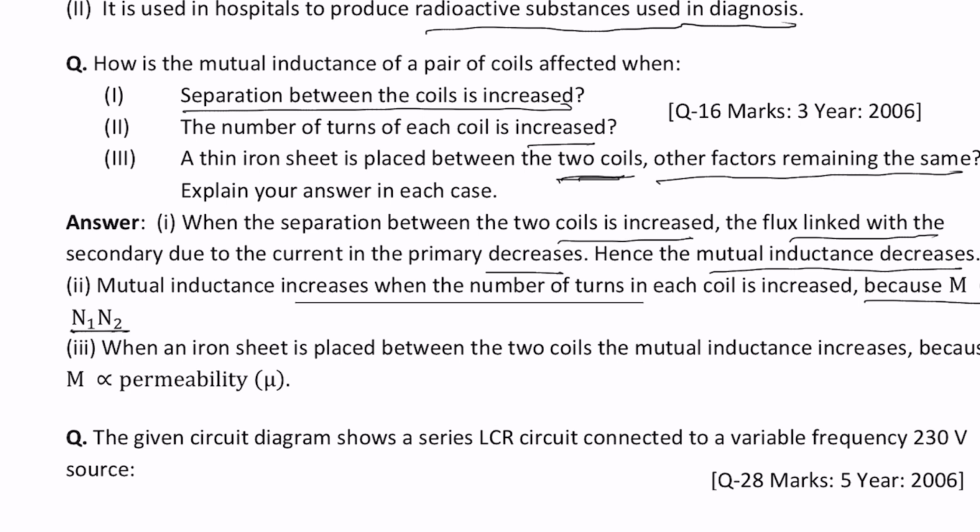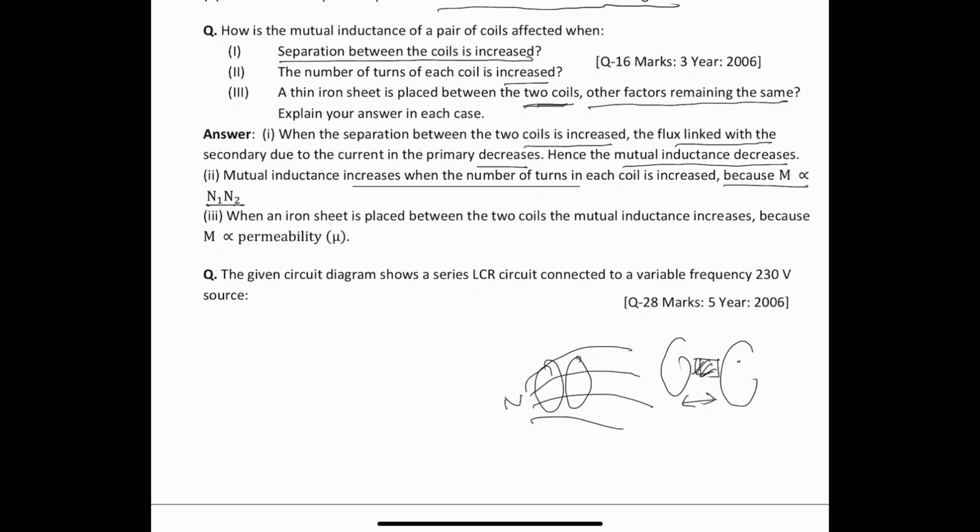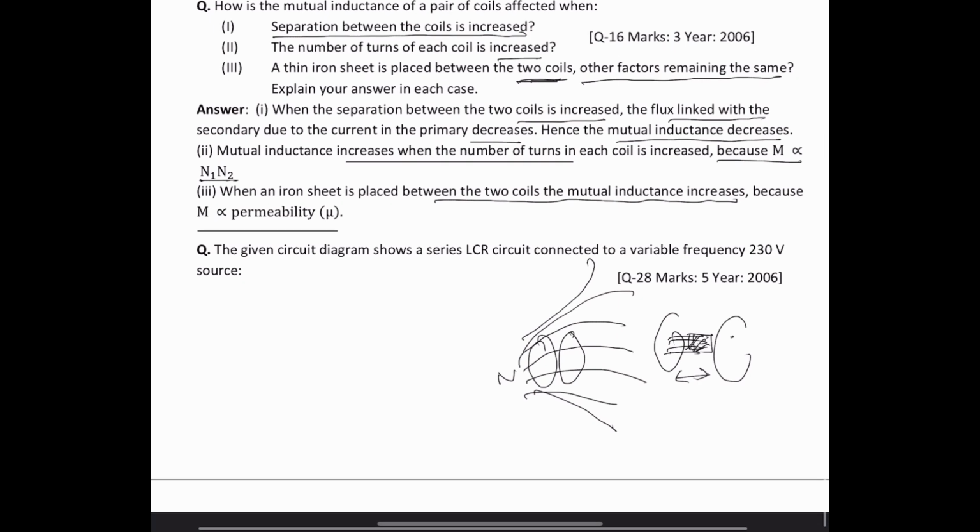Now, when you place a ferromagnetic material like iron, the flux leakage will be less, otherwise flux leakage will be there, correct? So more lines of force will cut and be conducted from primary to secondary. So when an iron sheet is placed, the coil's mutual inductance increases because it is directly proportional to the permeability. Okay, this is a very good question.